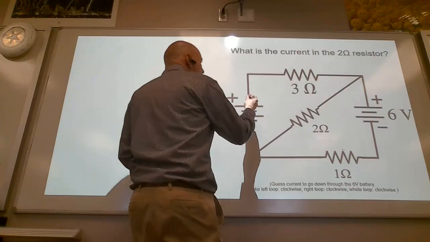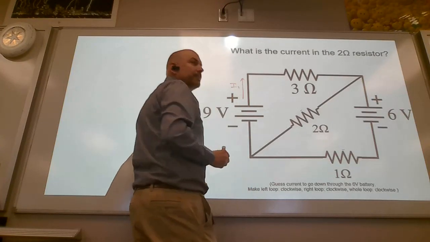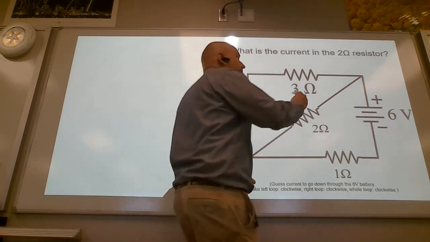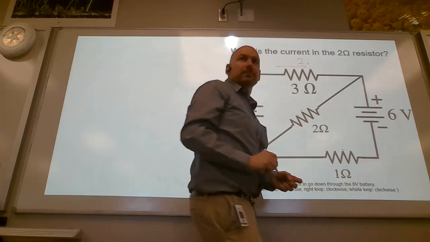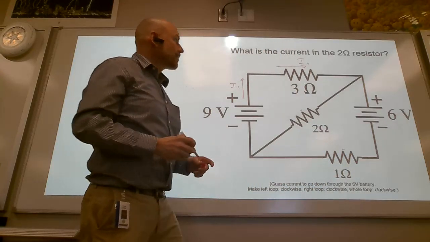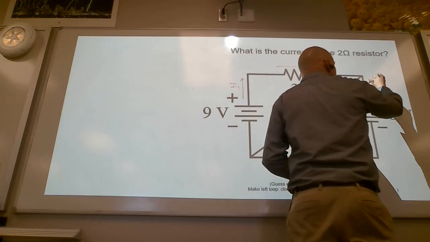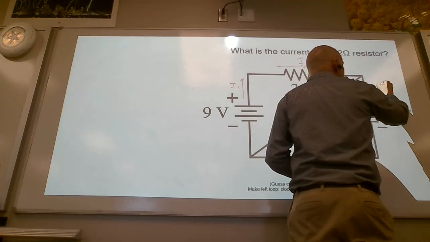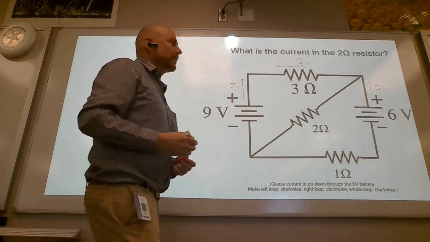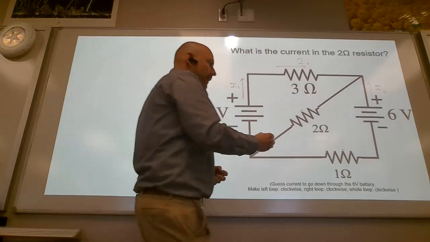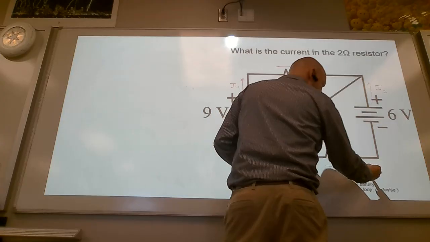Okay. I'm going to guess that the current comes out of here. I'm going to say this is I1. Okay. That same current's going through here. It's still I1. Okay. Current's going to come out of here. We're going to say I2. I'm guessing this is the way it's going to go. And so down here, this is also current 2, I2.